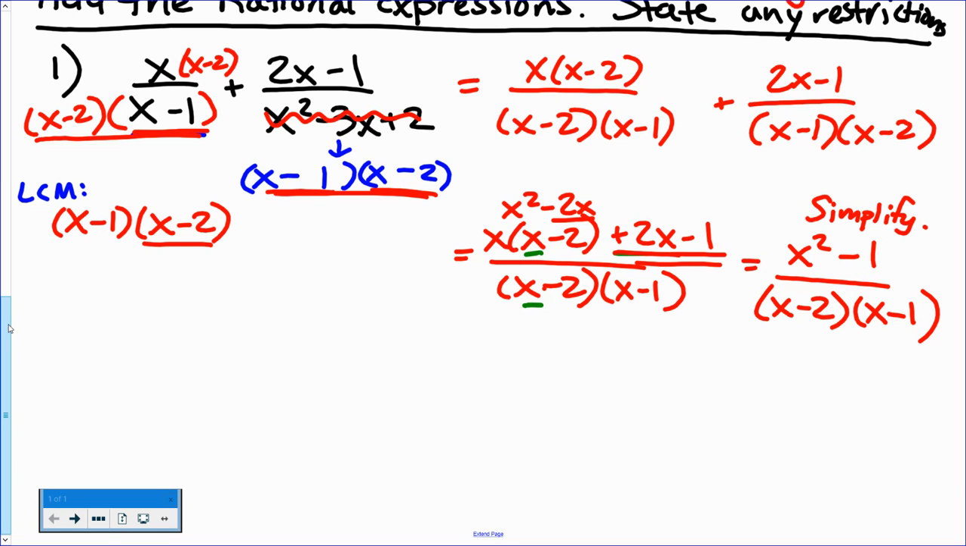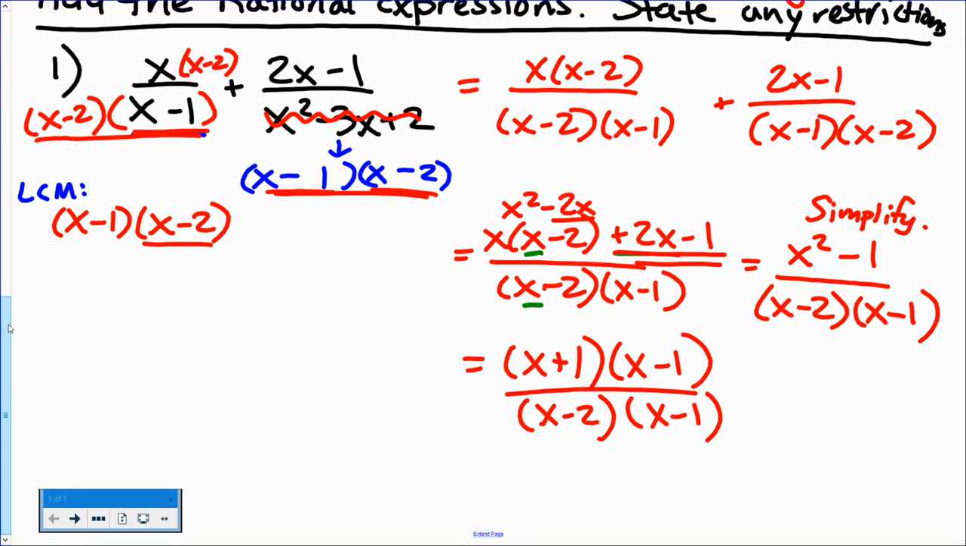So if I went off of the 8.4 section and said, simplify this problem, what would you do? Well, you would factor the top into x plus 1 times x minus 1. My denominator is already factored. And then you would divide out any common factors. So then my final answer is x plus 1 over x minus 2.